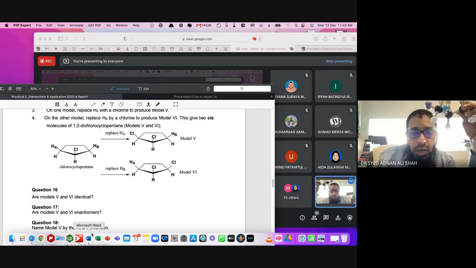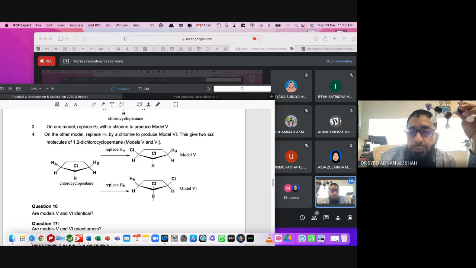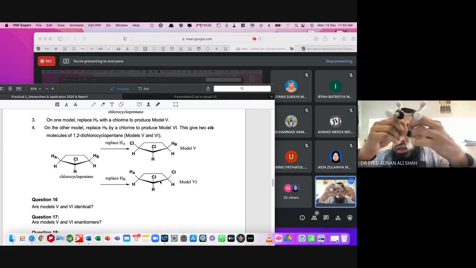So now this one molecule you have to see whether it can be identical or non-identical. So here the concept can come, which is cis and trans, right? Cis and trans.